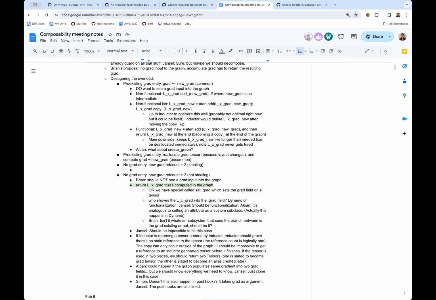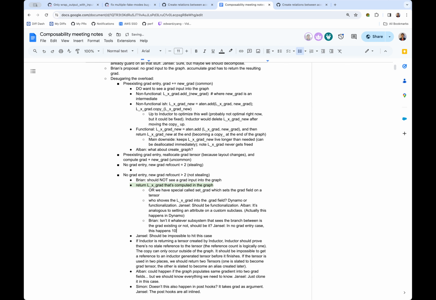Well, in this case we're in the no grad entry case, and in the no grad entry case, this happens 100% of the time. Oh, sure. You're saying that given other state, like the current state of the .grad field, you know in advance what accumulate grad will do. Yeah, if it's None, then it's either going to set it or it's going to clone and set it.